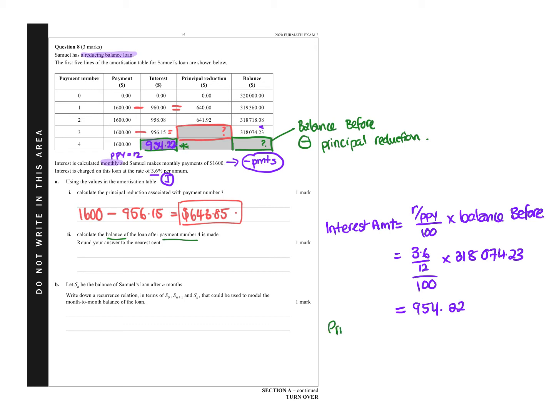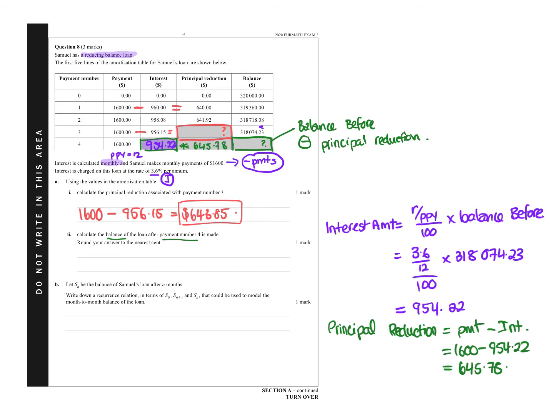All right, so we need to get this principal reduction, this one in here. So the principal reduction is equal to the payment minus the interest. So it would be the 1600 minus that 954.22. So we're going to end up with principal reduction, which is 645.78.